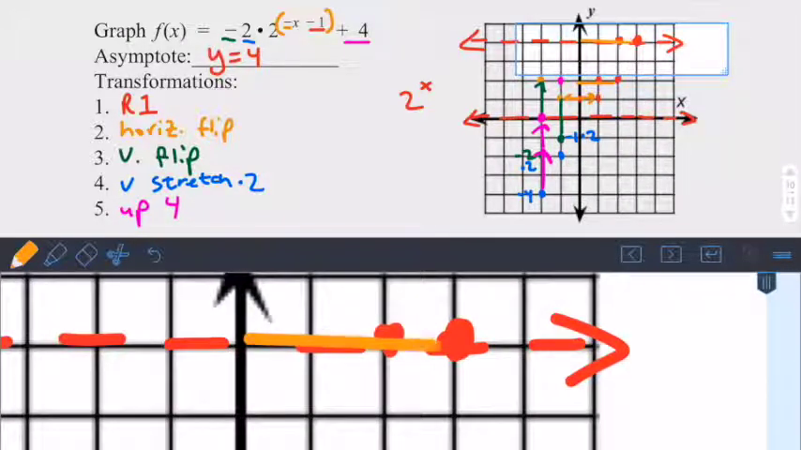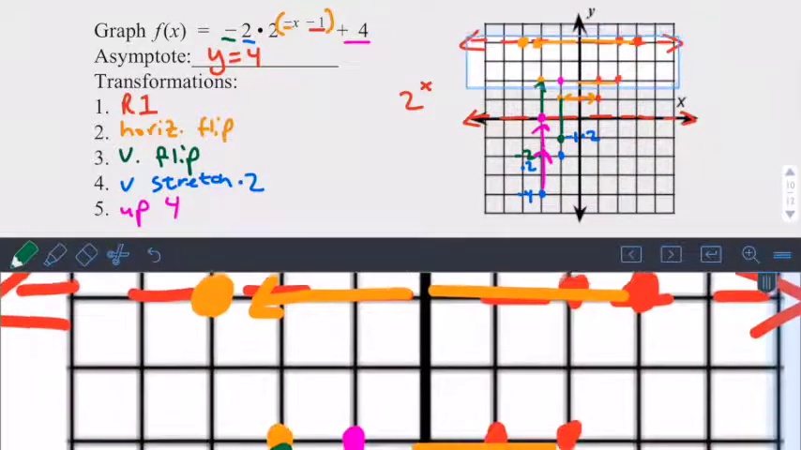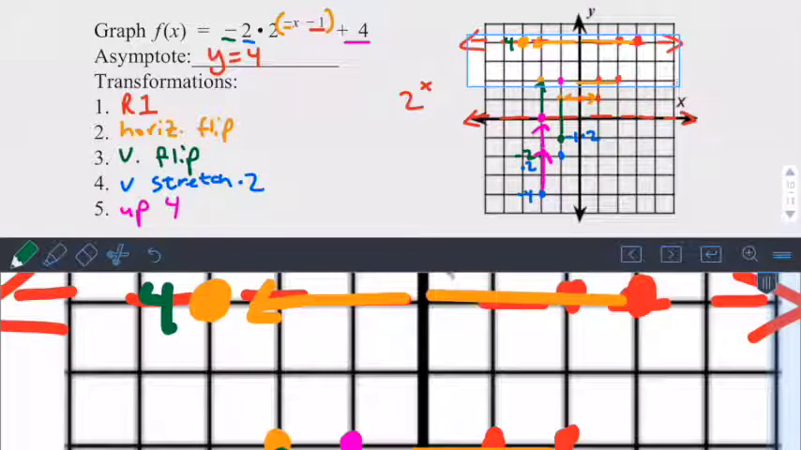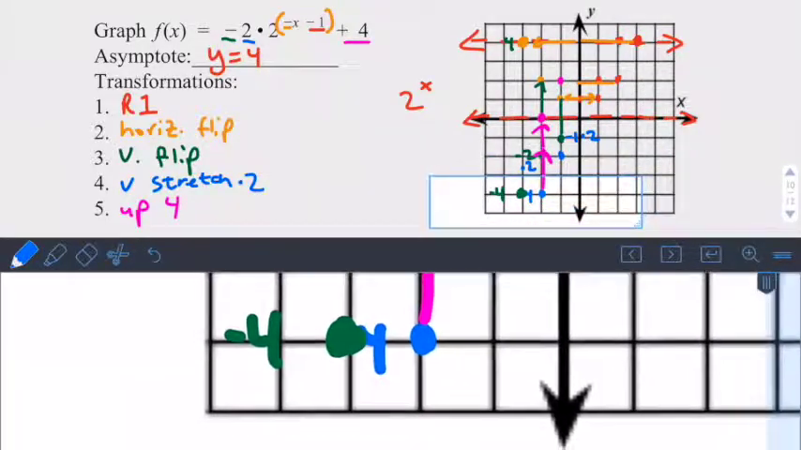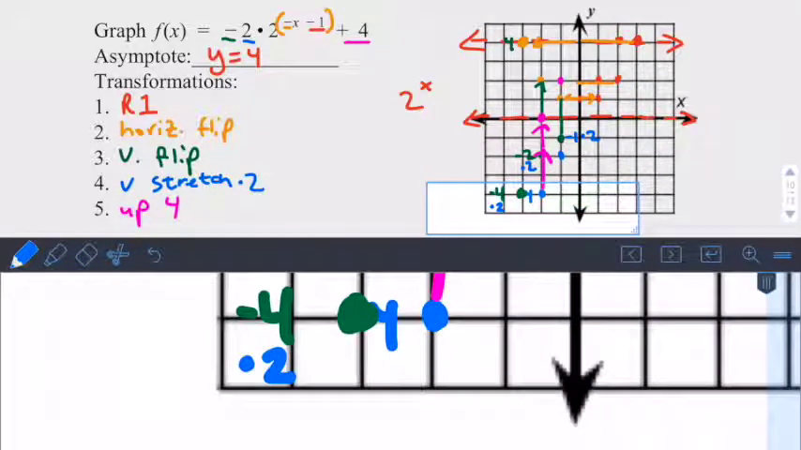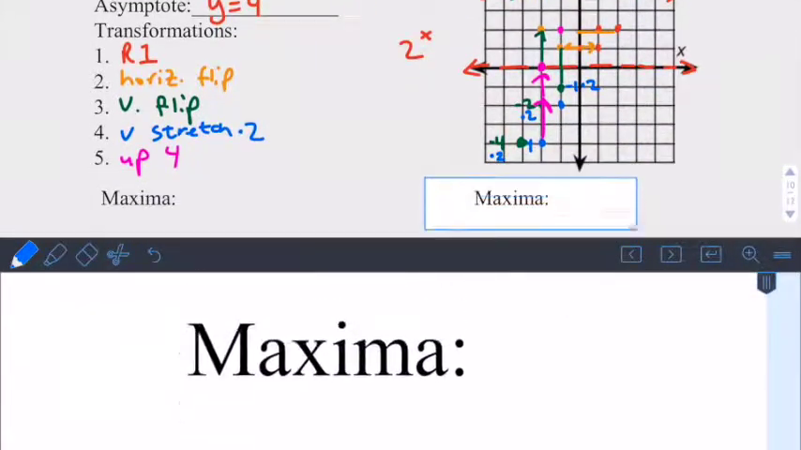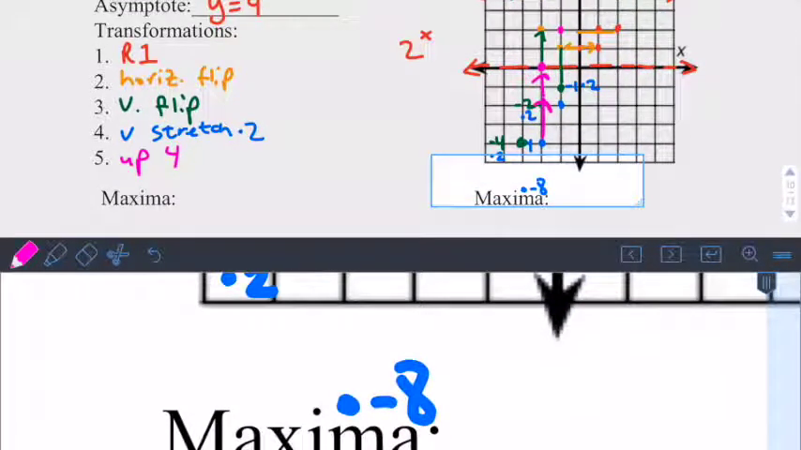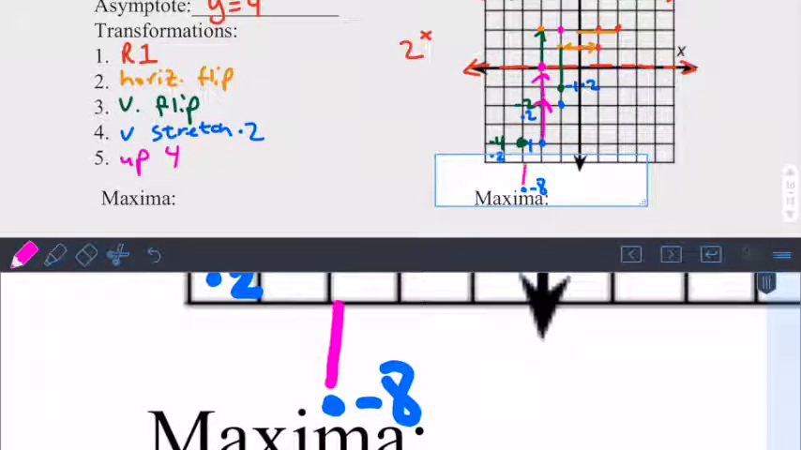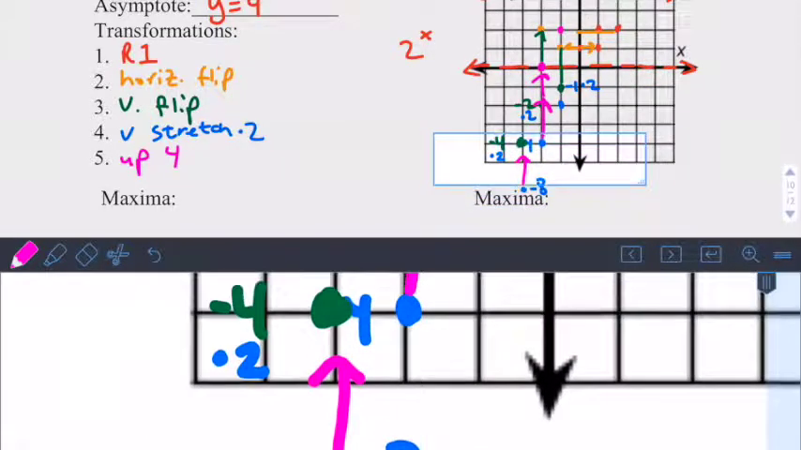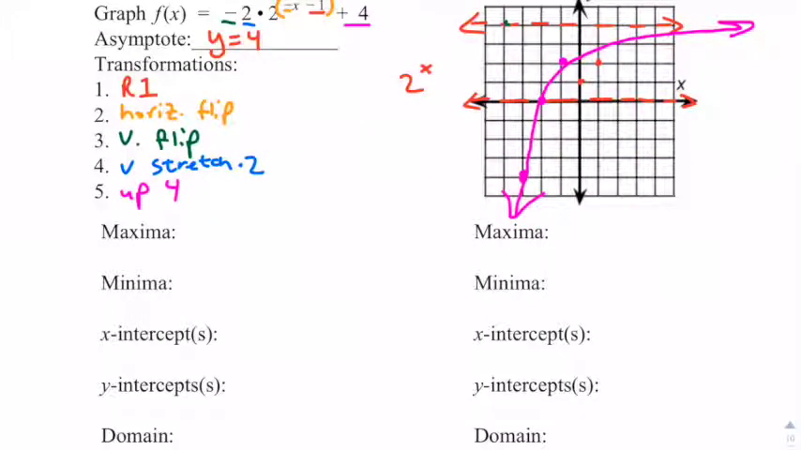And then my last original point, I'm going to go right 1. Horizontal flip, I'm 3 away, so I'm going to go 3 the other way to negative 3 in my x direction. Vertical flip, I'm at positive 4, so I'm going to go down to negative 4. Vertical stretch by 2, I'm going to multiply negative 4 times 2 and get me down to negative 8. Up 4 is going to take me to negative 8 plus 4, which is negative 4. And now I'm going to erase all my extra stuff. So there's my graph, and now I need to find the maximum and all that stuff.